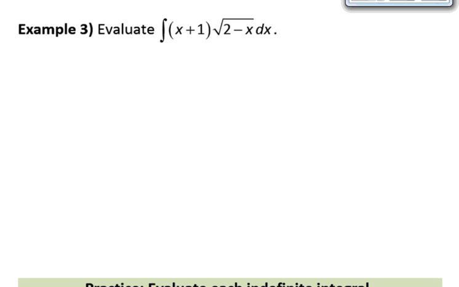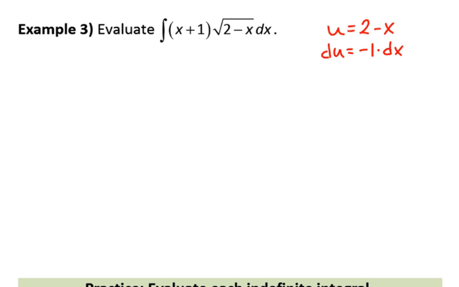Okay, the last example is still different than the other two that we did. So if you went with the same reasoning by using the inner function as our u, that would be 2 minus x here. So then du would be negative, the derivative of x is 1, so 1 times dx. All right, now this poses a problem because you have this x plus 1, which is our factor, which when I took du, there's no more x's involved. So this is a little bit different.